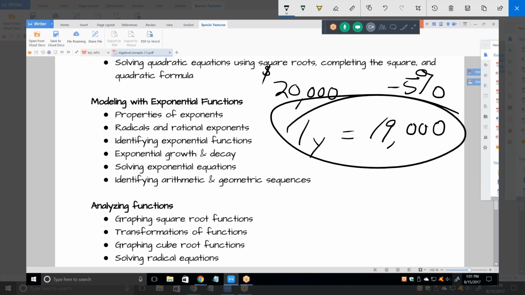Other things that decay, how about uranium? Uranium loses a certain amount of its mass every year until it basically disappears into nothing. All radioactive substances do that. They all experience radioactive decay.